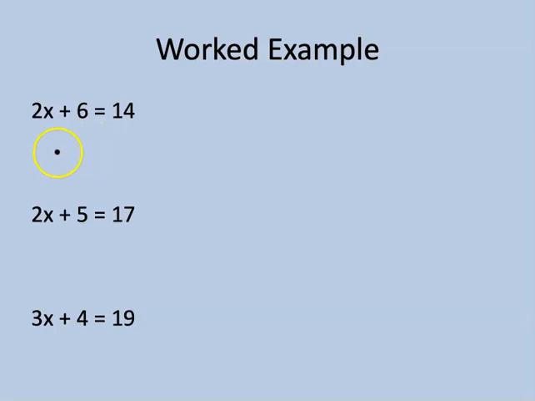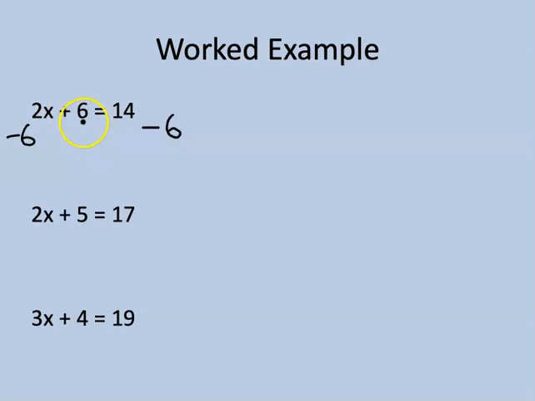The first type we've got is: I've got a number x, I multiply it by another number, and I add another number. So let's have a look at the first one. 2x plus 6 equals 14. Now when you've got an equation looking like that, what you've got to do is do the opposite game. This is following on from the one-step equation video that we did last time. So instead of adding 6, we're going to take away the 6 first.